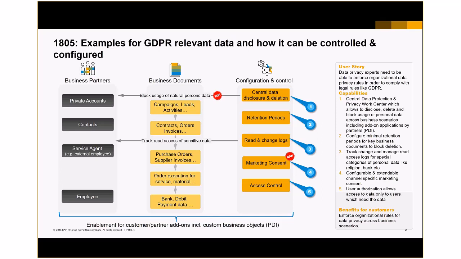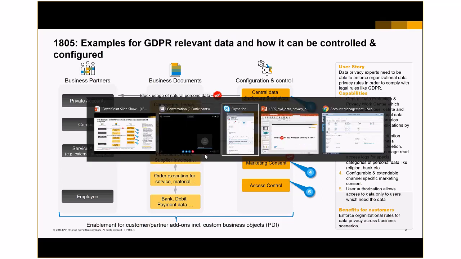But the most significant enhancement in 1805 is that data privacy officers are now able to block the usage of natural persons' data, and by that basically minimize usage, which is also requested by many data privacy laws, like we have it with GDPR. Let me show this to you right away in the system.